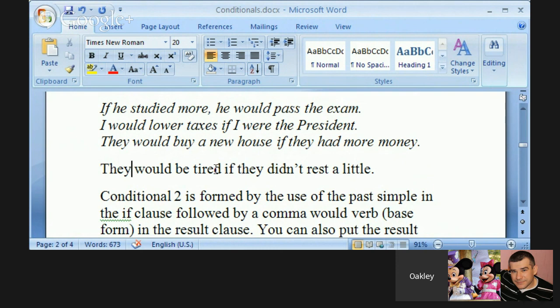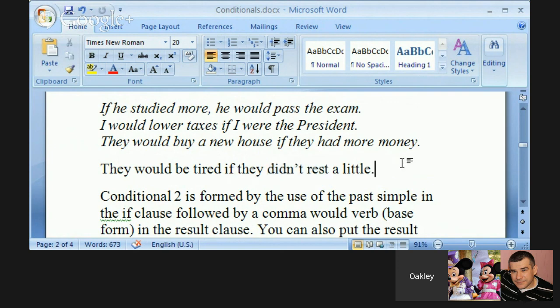All right. Nothing wrong with this. Didn't rest, of course, is the negative of the past simple, right? We use did when we were making negative statements with the past simple. All right. This is fine. Would it be possible, Anna, to form this sentence using unless?